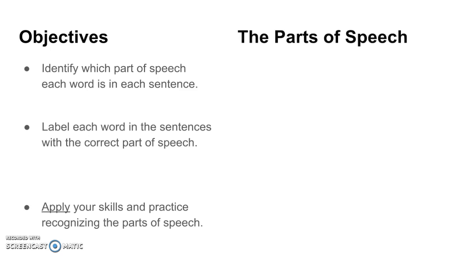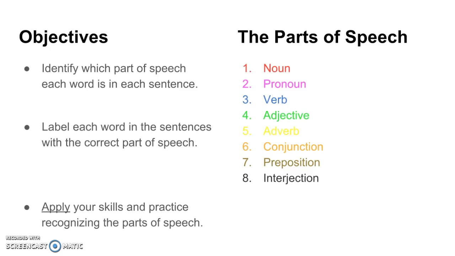For a review, I've included a list of the 8 parts of speech over here, and as you can see, I've color-coded them to make them more easily recognizable. We have our nouns, our pronouns, our verbs, our adjectives, adverbs, conjunctions, prepositions, and interjections. You all already know the definitions of each.